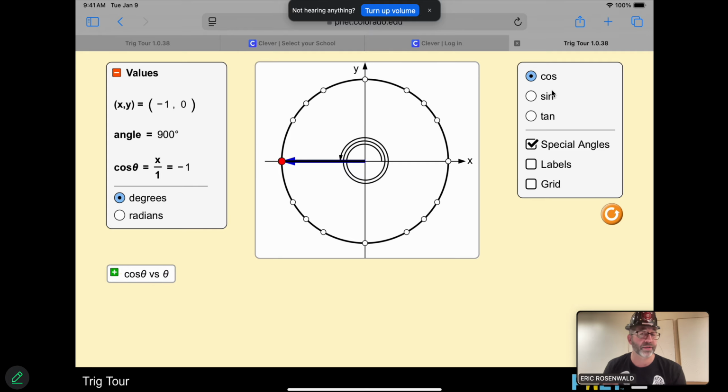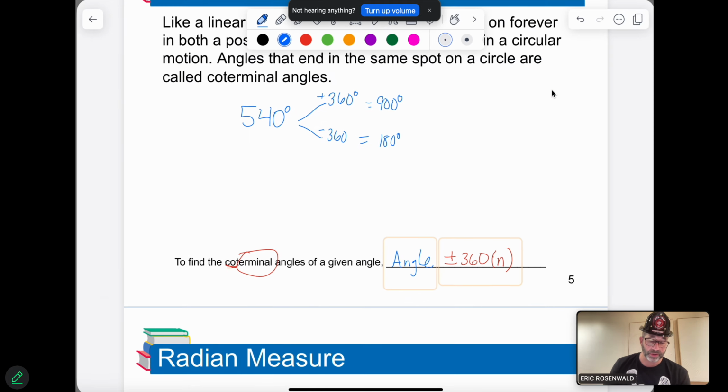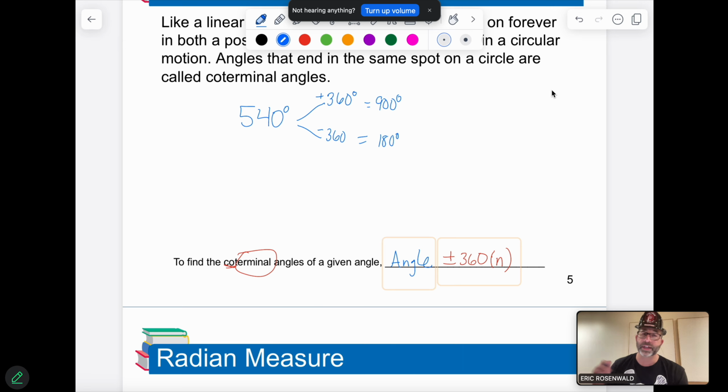So coterminal sides, there's an infinite number of solutions that are technically coterminal because I can keep going around and around and around. So that's what this n represents in our formula here.